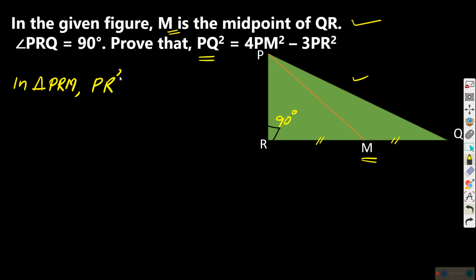I'm considering PRM first, where PM will be the hypotenuse. So PR square plus RM square is equal to PM square, where the triangle is PRM with 90 degrees at R. Applying the Pythagoras principle.